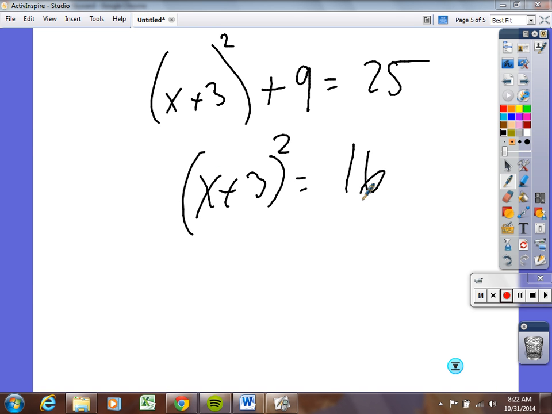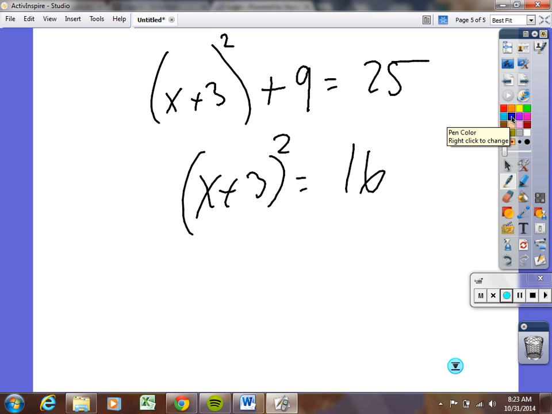All you say is x equals negative 3 plus 4, which is 1, and negative 3 minus 4, which is negative 7. See the plus or minus? All it's saying is you need to do negative 3 plus that 4, and negative 3 minus the 4. Oh, and then you have the 2.